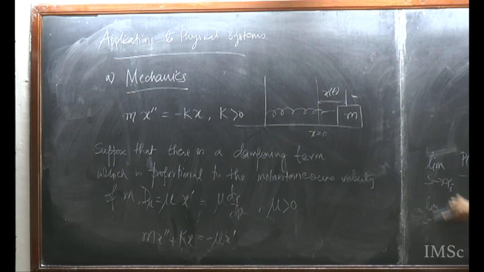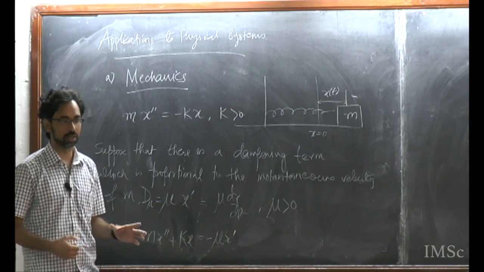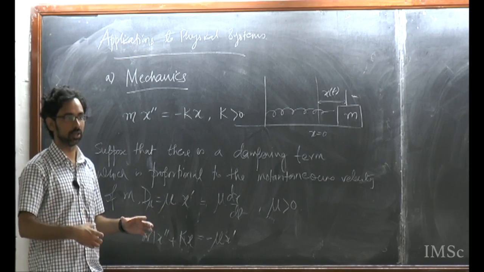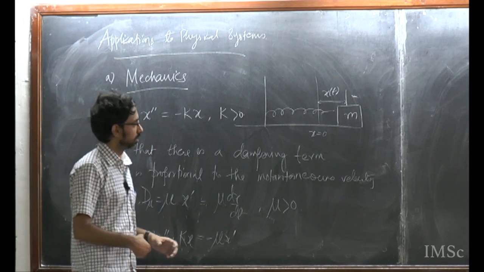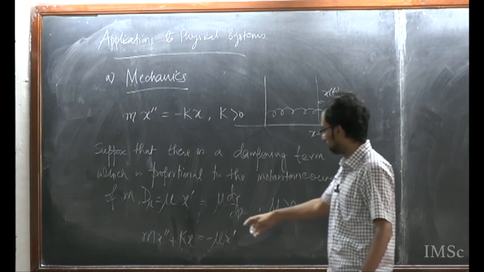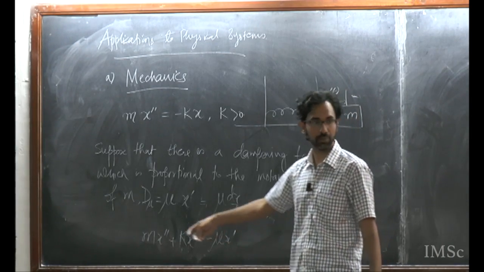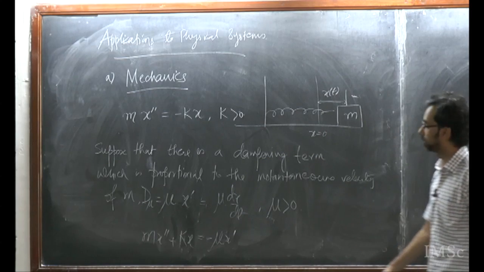What does it mean to have a dampening term? It means that the higher the velocity, the more the friction will be. Because here you have mu positive, so if this is large, the dampening term will be large.